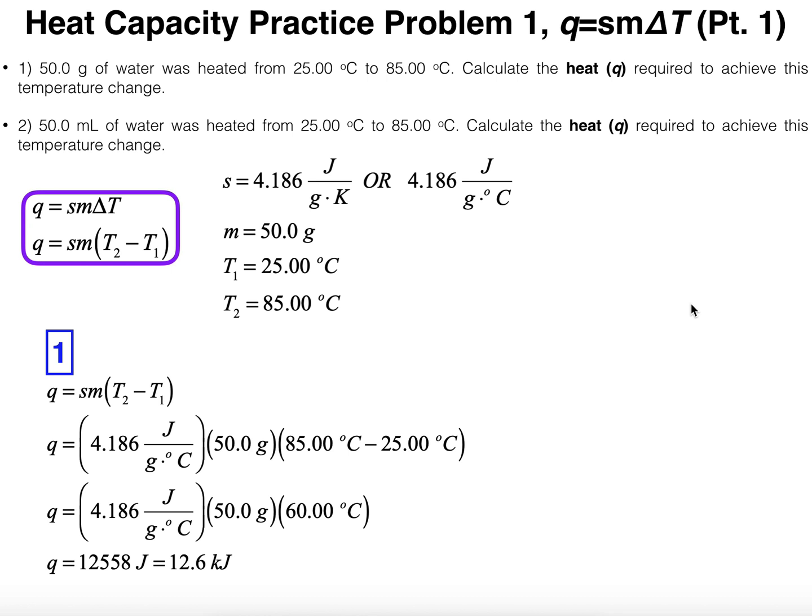In this video, we're going to do an example problem with heat capacity, and that's going to use this formula Q equals smΔT, or Q-SMAT as it's sometimes called. Now first, let's read the problem that we're going to be solving. We have 50 grams of water that's being heated from 25 degrees Celsius to 85 degrees Celsius. We want to calculate the heat, or Q, required to achieve this temperature change.